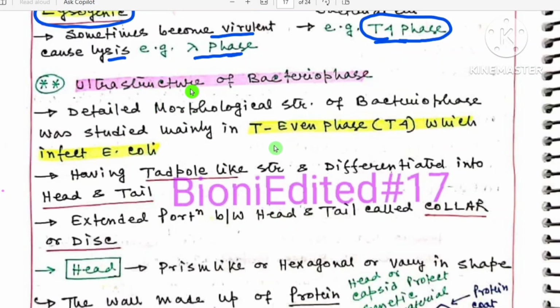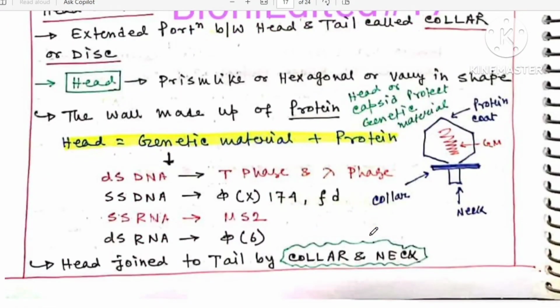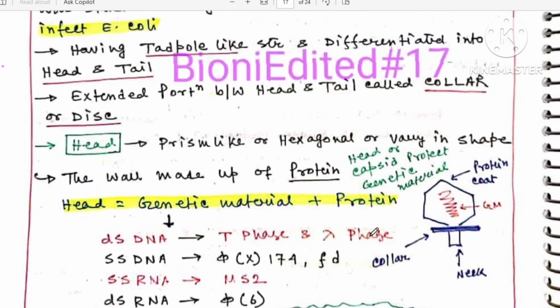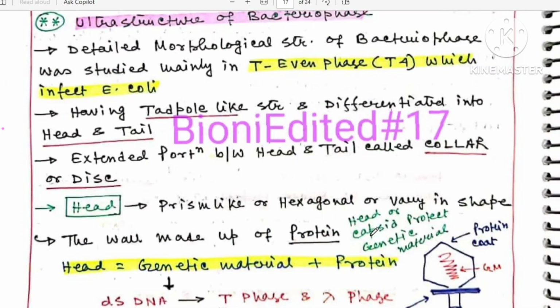In the previous video we talked about types of bacteriophage, and today we will discuss the ultrastructure of bacteriophage. Bacteriophage are a type of virus which attacks bacteria, so a bacteriophage must contain a protein coat and genetic material. Bacteriophage have different structures: they have a head, a neck and a tail, and we will analyze these different structures.